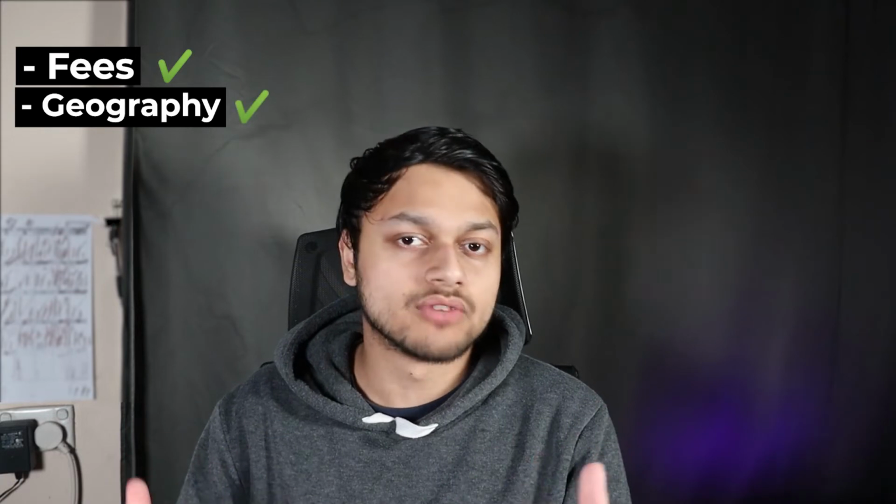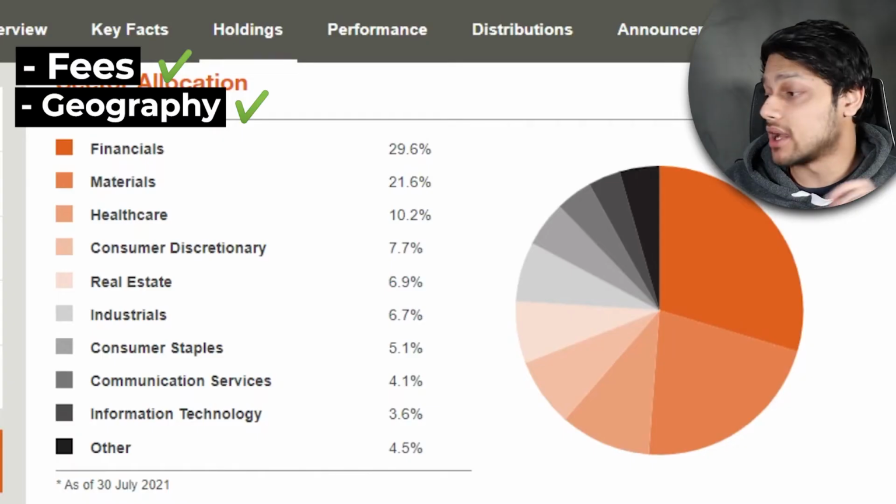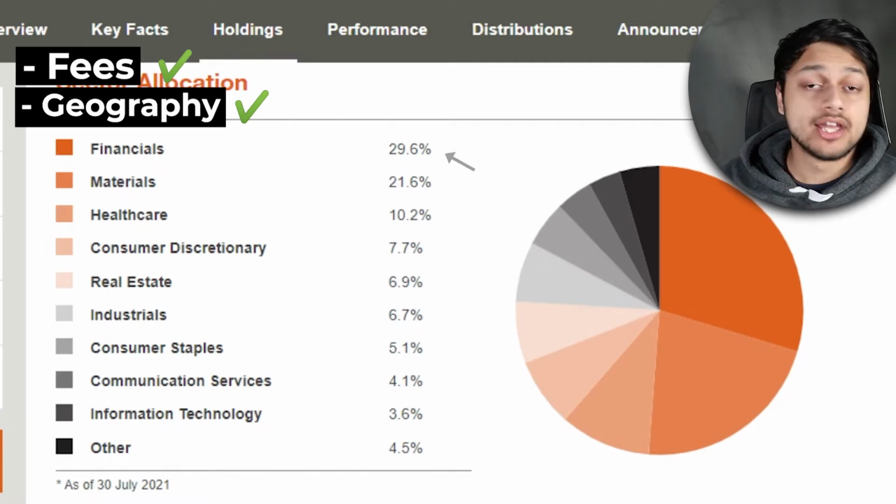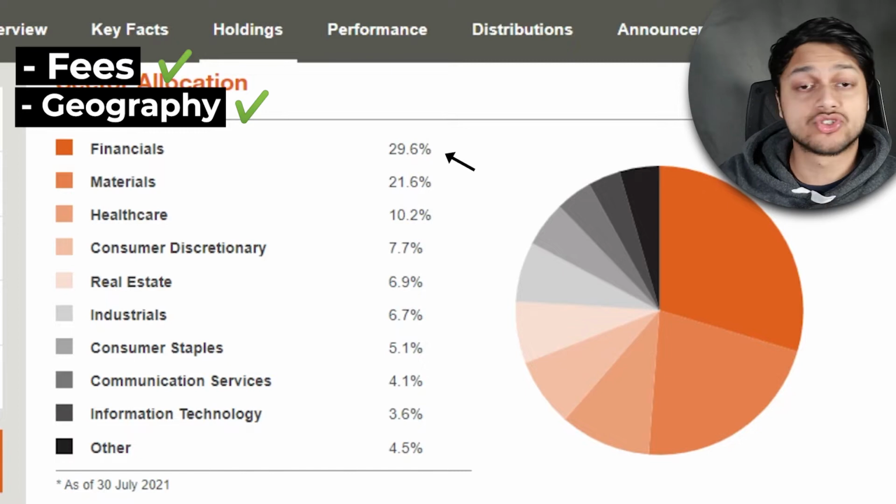The geography is 100% in Australia, which is fine if we're trying to, of course, invest in Australia, so that's all good. But looking at the holdings, however, here we have to make a decision, right? Are you happy with having 50% of your holdings geared towards banks and miners? Does it align with your values? Of course, with miners, they are not looked favorably upon when it comes to the ethical side of things.